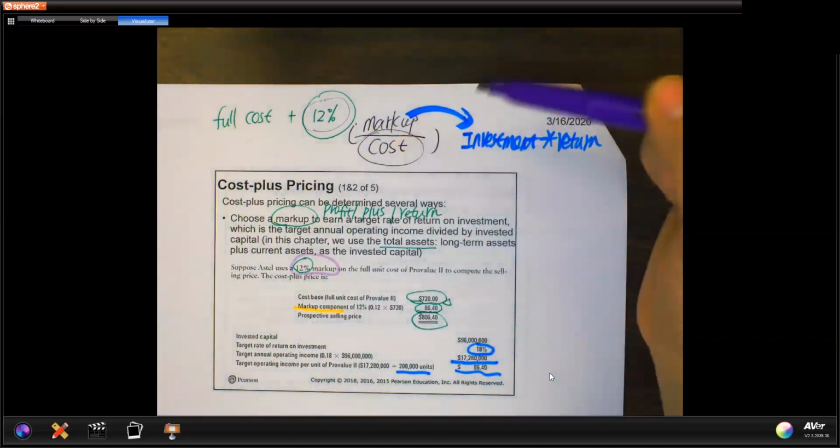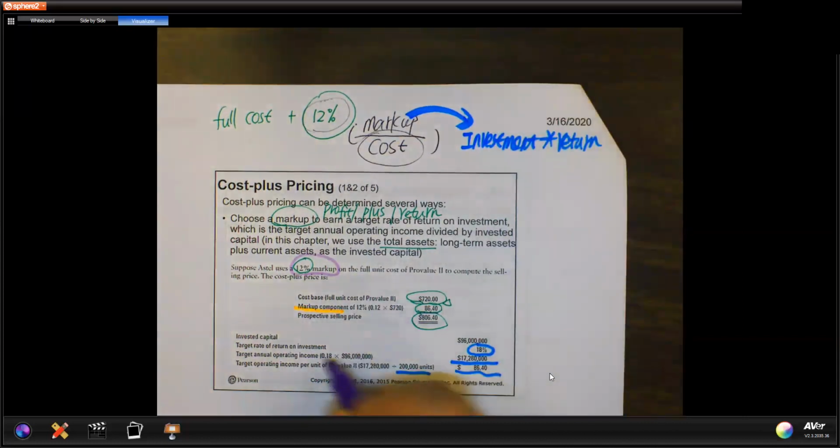You also have another percentage, which is this 18%. Your 18% is your investment return. This 18% is completely different from your markup percentage. Your investment return is based on your policy, on your strategy. You invested 100 million, you want your return to be 10%, so your return will be 10 million. So markup percentage is different from your investment return.